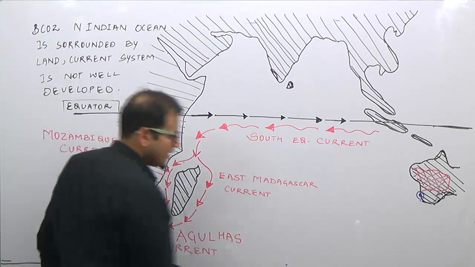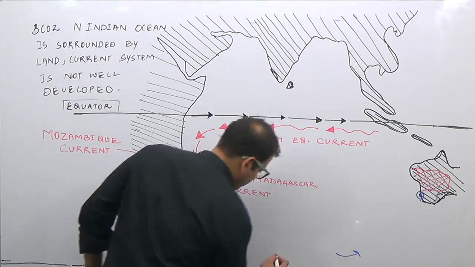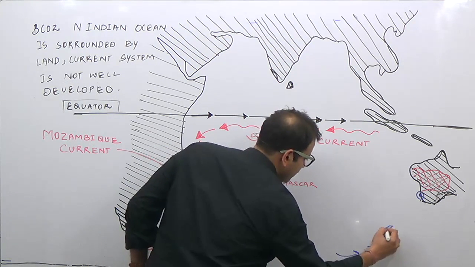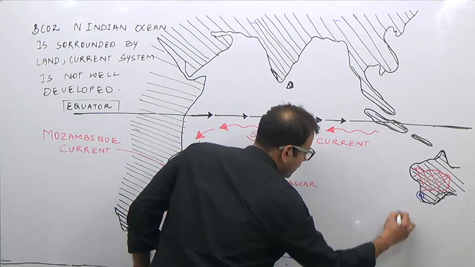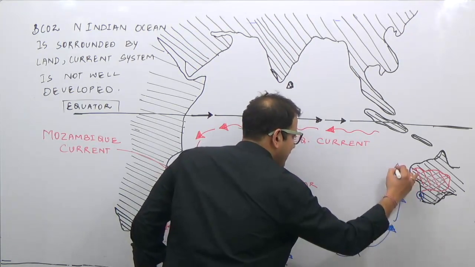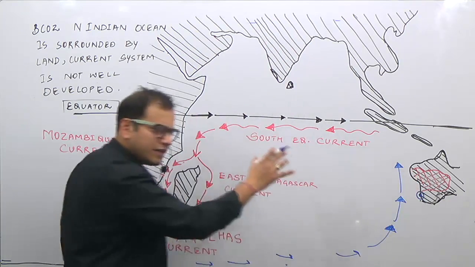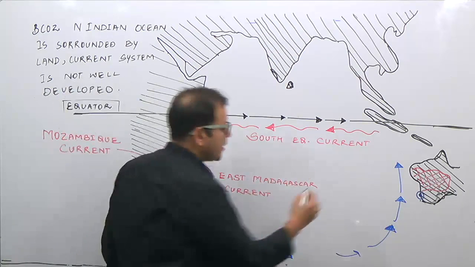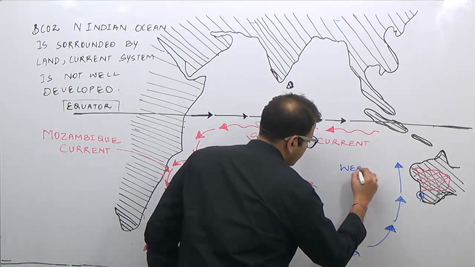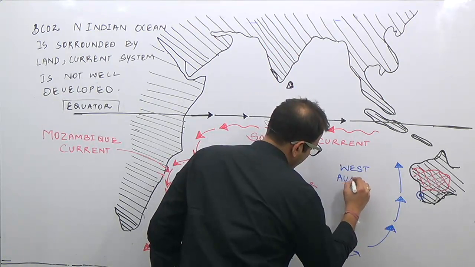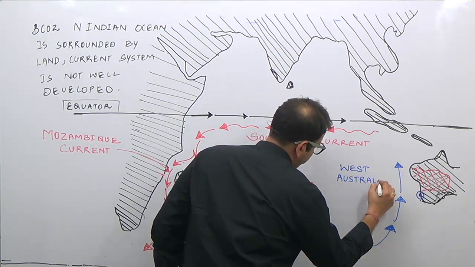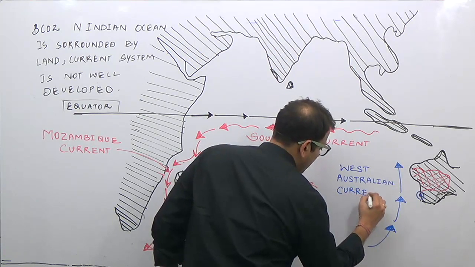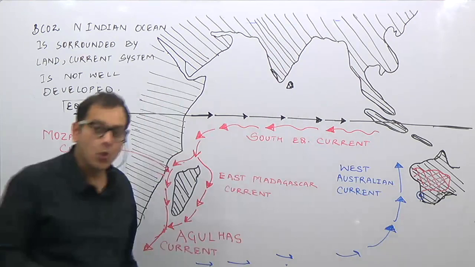What is the cold current? Obviously the cold current will come only in the form of the west wind drift, and this west wind drift under the Coriolis force will be deflected to the left hand side. Why is it getting deflected to the left hand side? Because of the Coriolis force, and it will come as the West Australian current. No doubt, the West Australian current is a cold current.